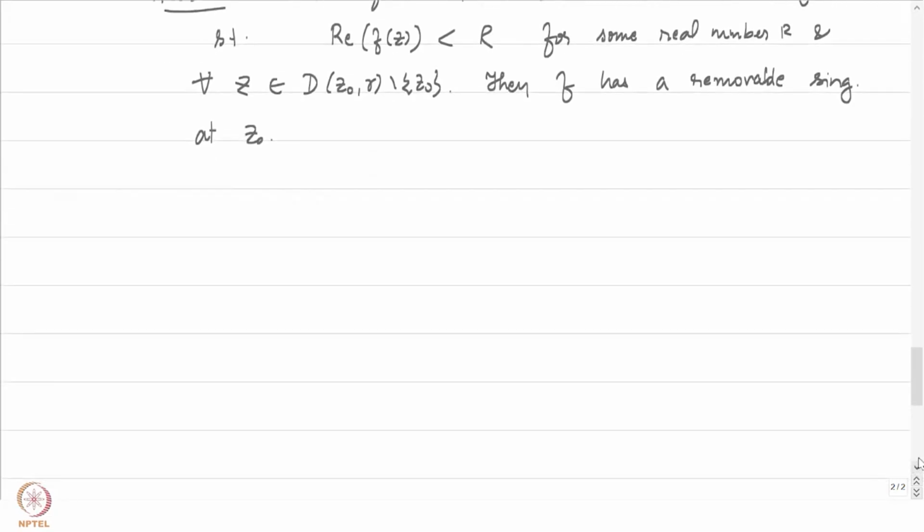Let's try to give a proof of this. So basically the condition that we are given is that the real part of f(z) is bounded on D(z0, r) minus {z0}. So what are the types of singularities that can happen? f can either have a removable singularity, or it can have a pole, or it can have an essential singularity. One of these three should necessarily happen. We will show that f cannot have a pole and that it cannot have an essential singularity. We will come to a contradiction in either case. Suppose z0 is a pole of f.